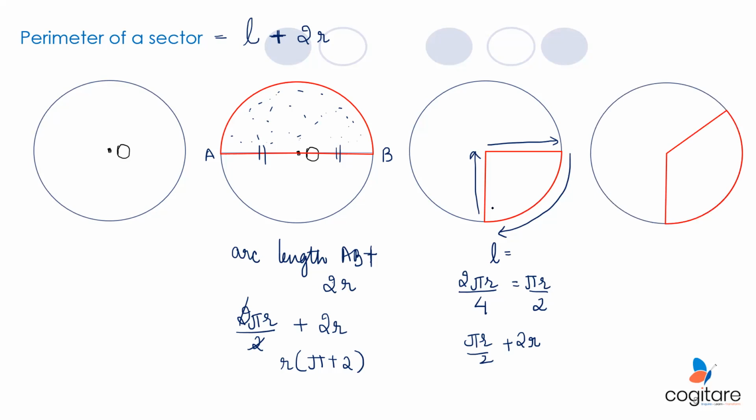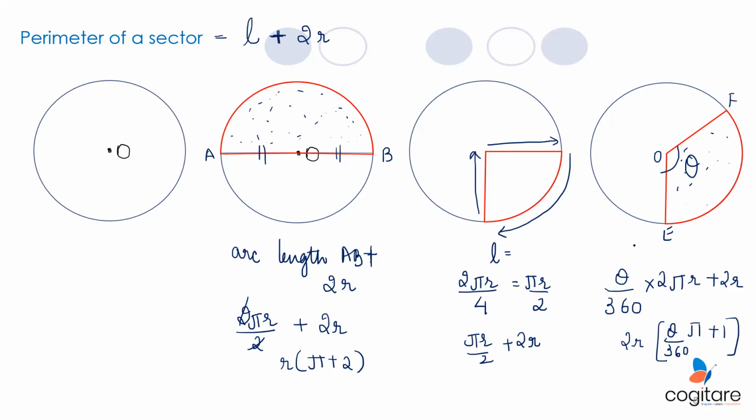Cool. And finally, if you're asked to find the perimeter of this sector, let me call this EF, okay? Sector OFE or EF, then if theta is the central angle, then the arc length is theta by 360 into 2 pi r, right? Plus 2r. Okay, it's the same thing. Well, you can take 2r common out. You will get theta by 360 into pi plus 1. All this is immaterial as long as you know that you have to follow this logic.